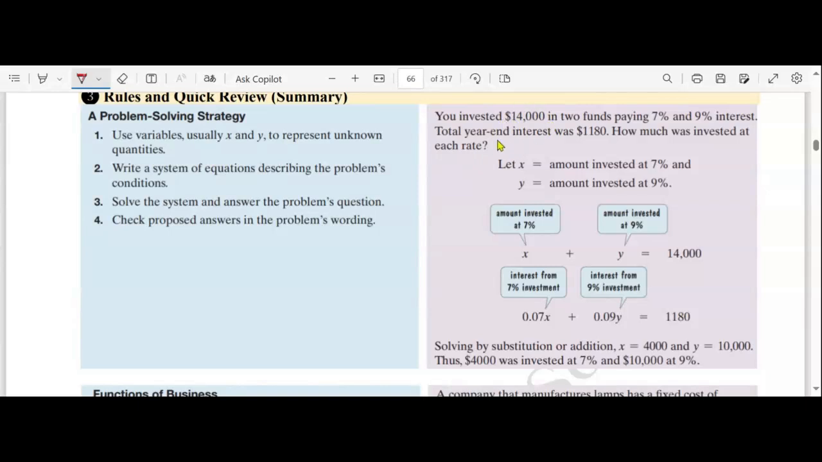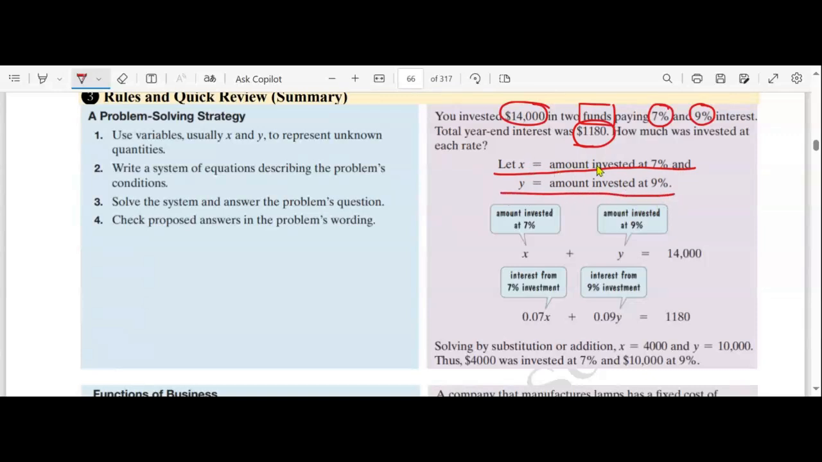Do you understand what is said here? How much money do you have? $14,000. You put it in the bank, and the bank distributes this amount into two different funds, like CDs. One CD gives you 7%, the other gives you 9%. At the end of the year, how much interest did you make? $1,180. He wants to know how much you invested in 7% and how much in 9%.